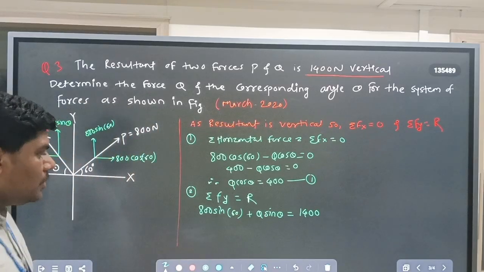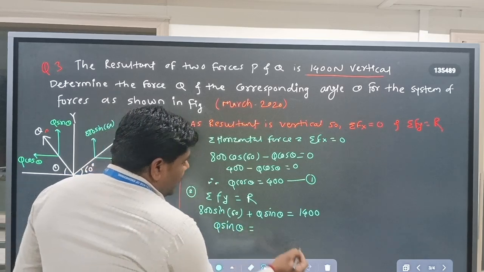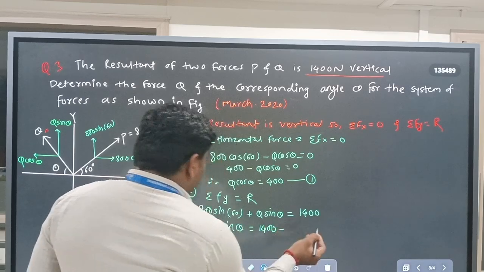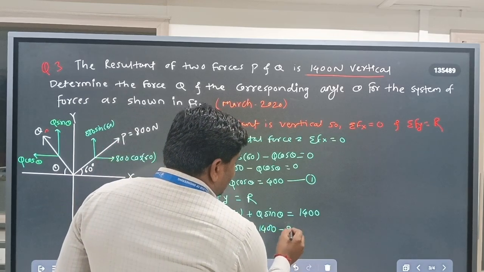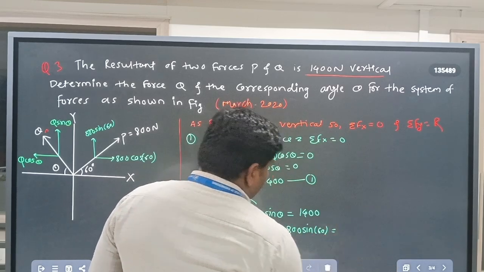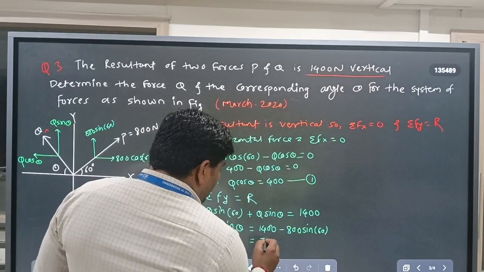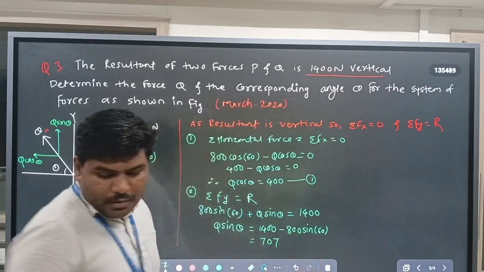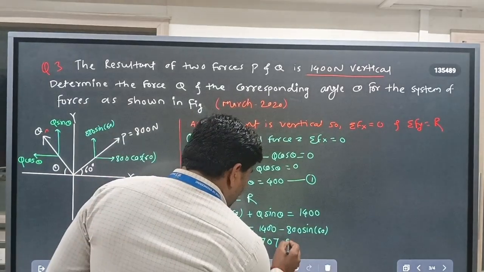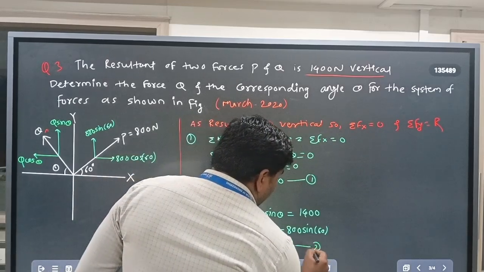Okay, so Q sin theta is equal to 1400 minus 800 sin 60, and here it is 707.18. Okay, Q sin theta. This is your equation 2.